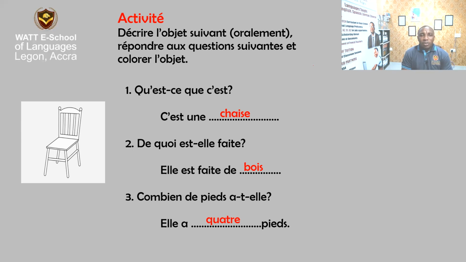Qu'est-ce que c'est? Looking at the image. C'est une chaise. De quoi est-elle faite? Elle est faite de bois. Combien de pieds a-t-elle? Elle a 4 pieds. Quickly take your pencil.